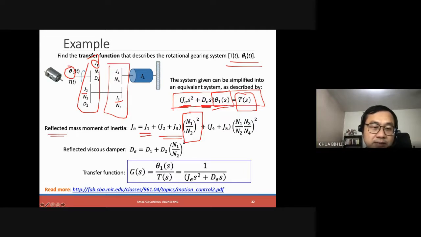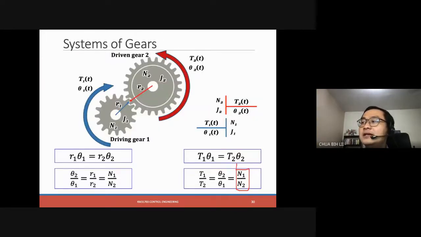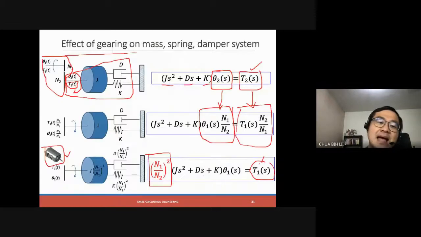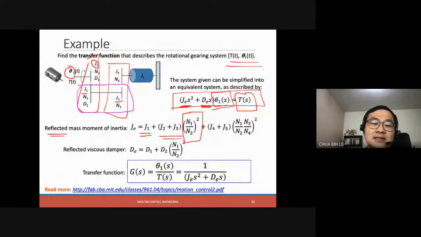Let's change some color. We will assume this as one single item, so now we simplify our problem. We don't go into detail in this way. We assume they are the same item, so we total them up together with the effect of n1 divided by n2 over here. After that, same thing, we have J4 as well as maybe the load itself, the items that you would like to turn.